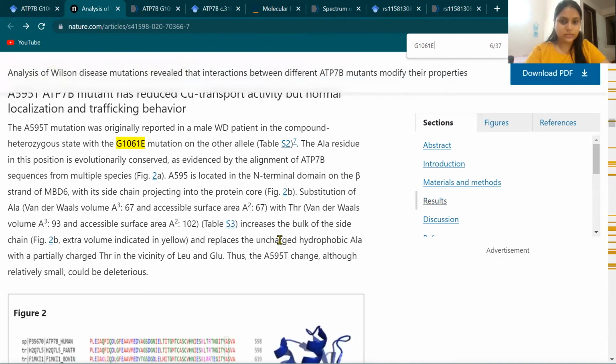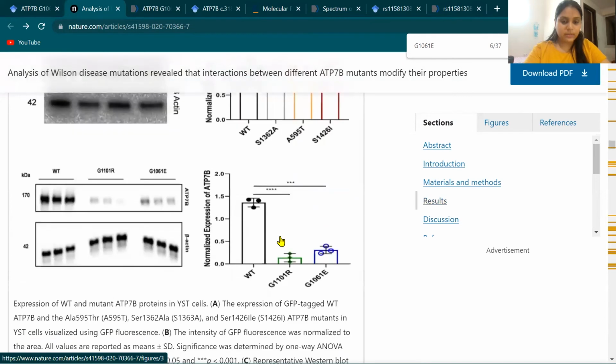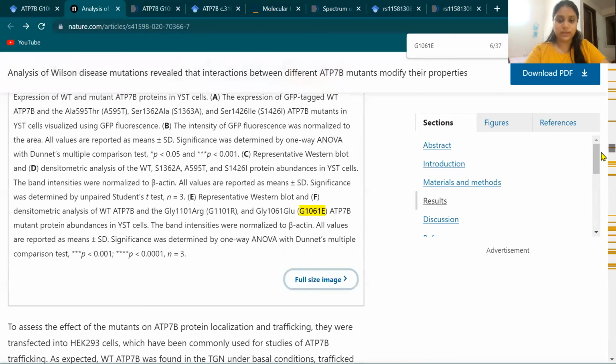Here in this figure, you can see that they have checked the normalized expression of ATP7B mutant versus the wild type, and they can see a significant decrease in the expression of mutant ATP7B compared to the wild type. So this means that this particular variant is causing ATP7B to express in a decreased manner, and therefore this study can be used as functional evidence to give the PS3 criteria for this particular variant.